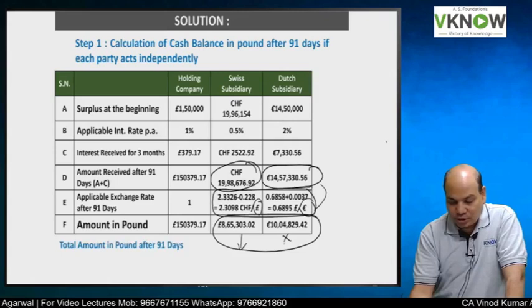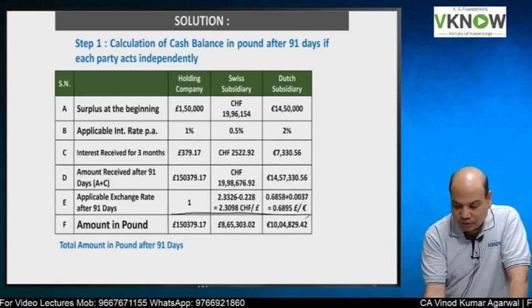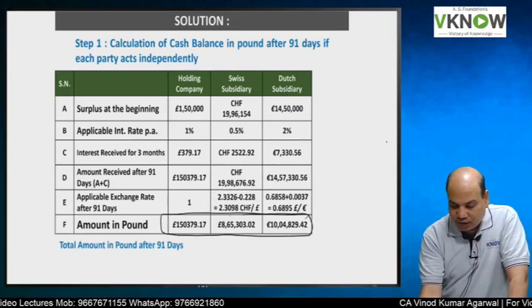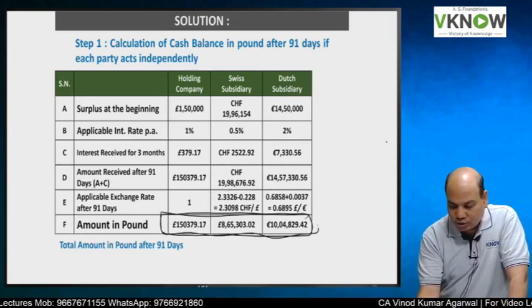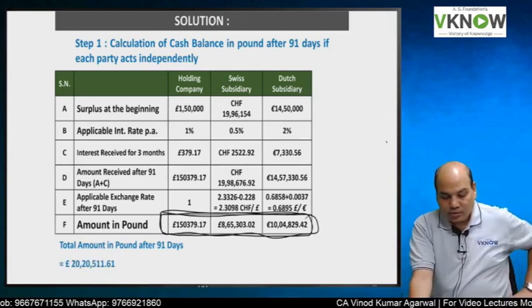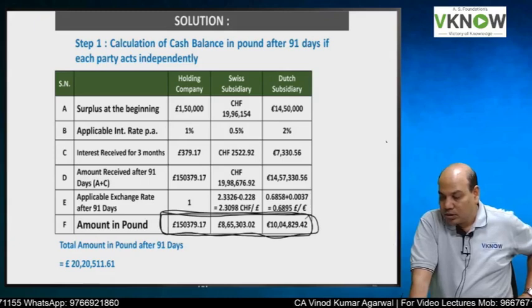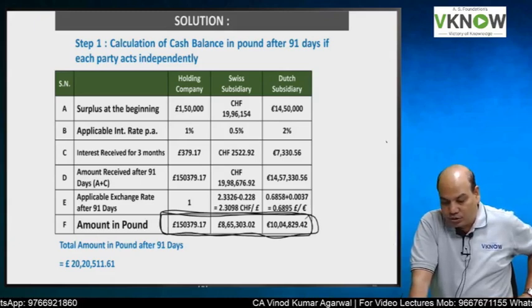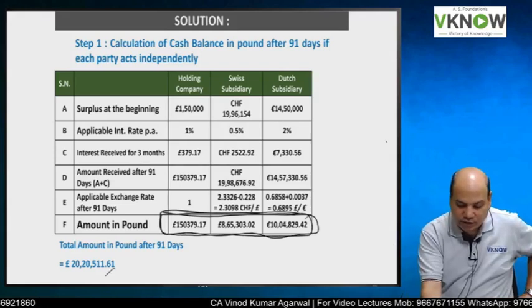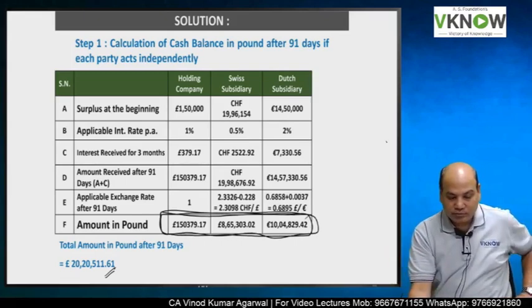So now you tell me the total amount in pound after 91 days. Take the total of these three figures. If you manage funds on your own in a decentralized manner, the firm will have after 91 days 2020511.61 approximately. After the decimal, if there is a difference, don't worry. Before the decimal, it should be right.